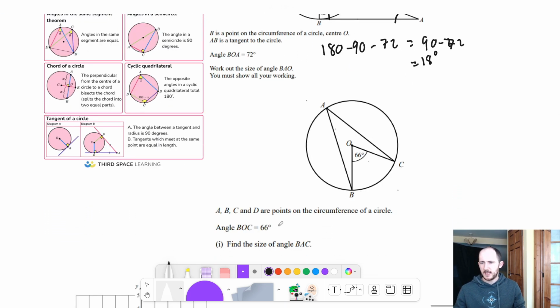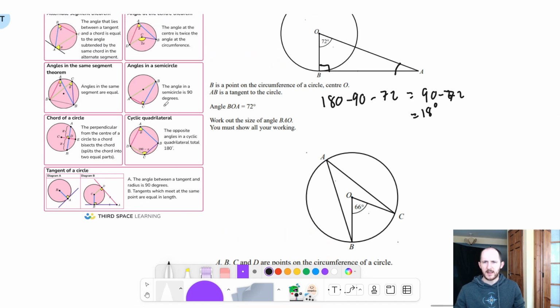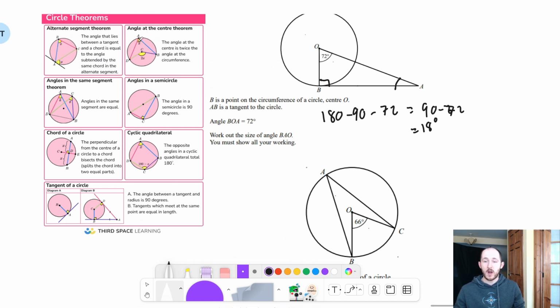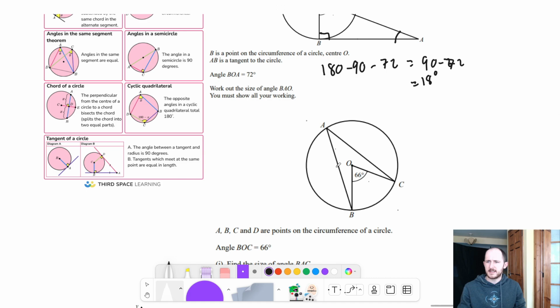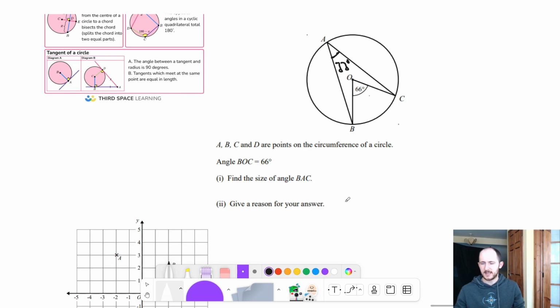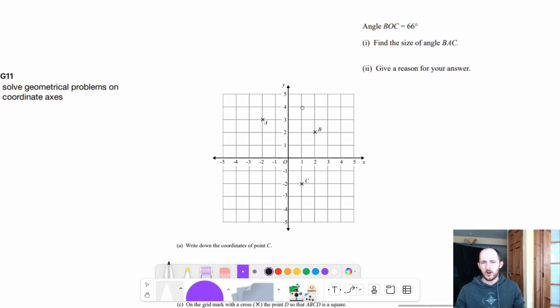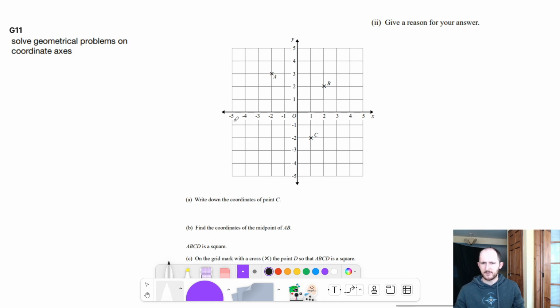And for this one, points on the circumference of a circle, BOC is 66 degrees. Work out the size of angle BAC. We're just going to use the fact that angles at the center are twice that of the circumference, which means this will be half the angle at the center, which is 33 degrees. Nice and easy. So the reason again is because angles at the center are twice that at the circumference.